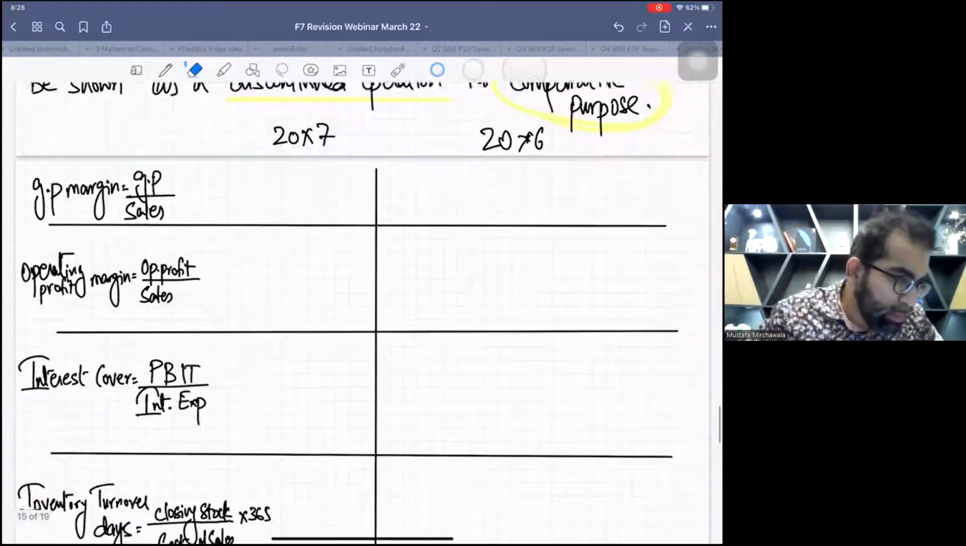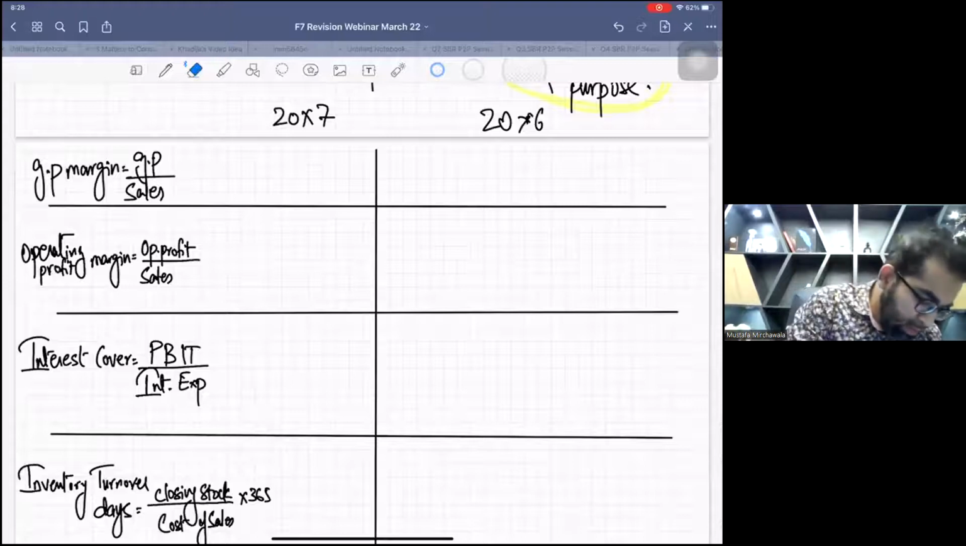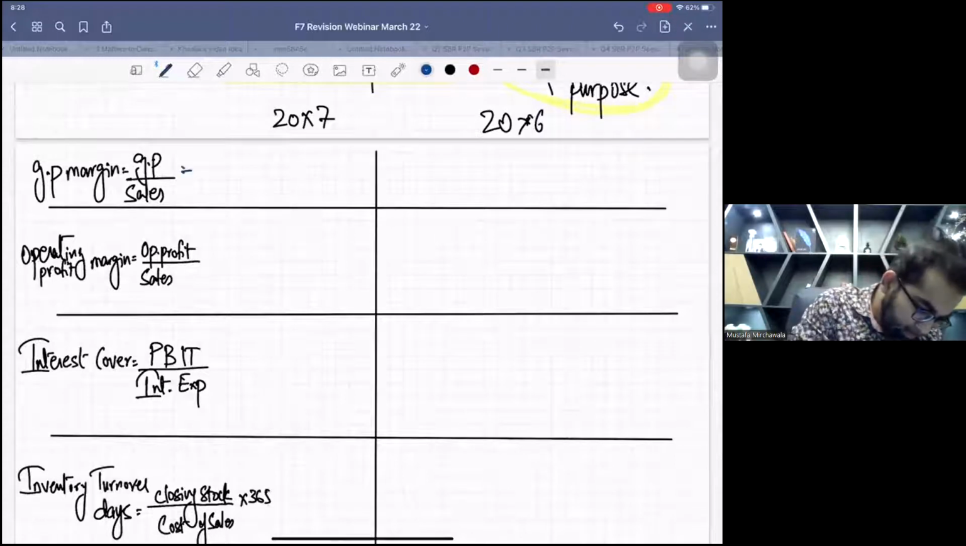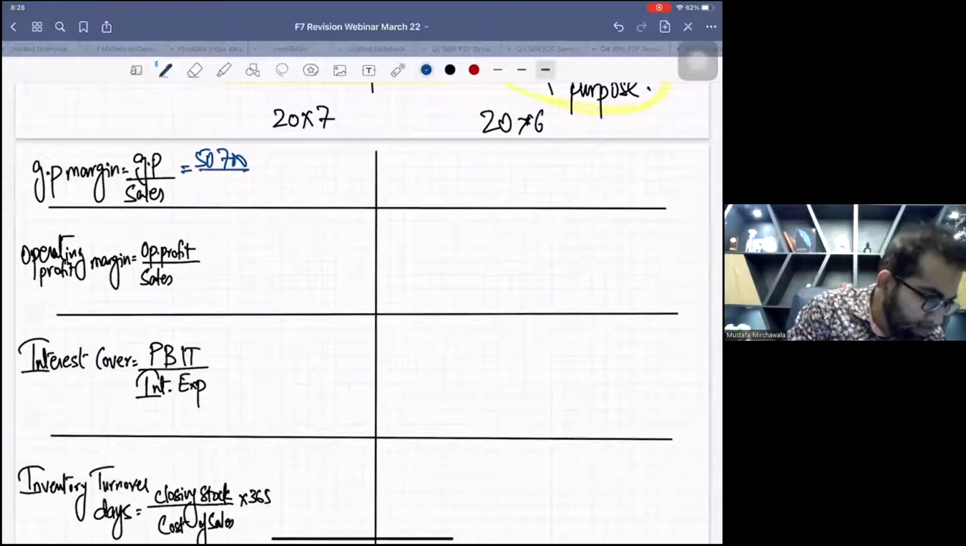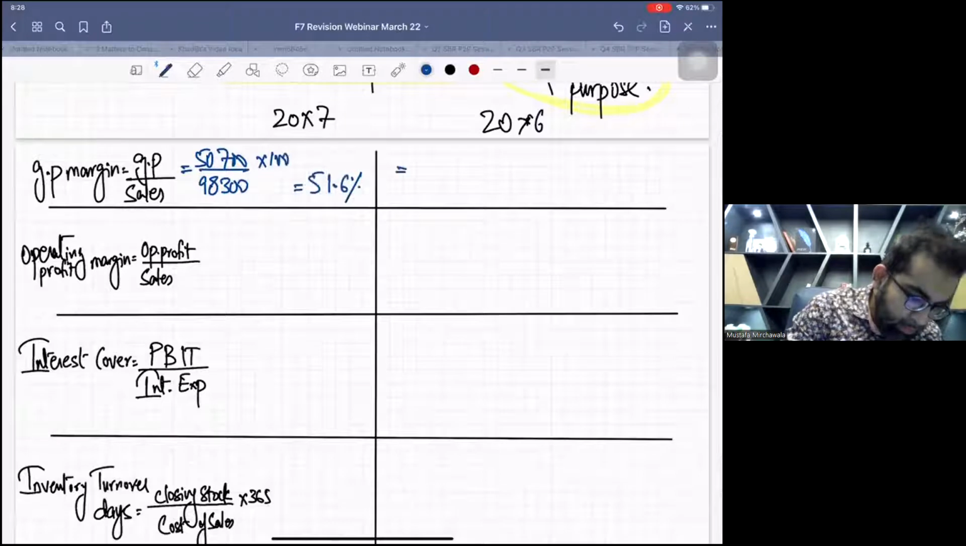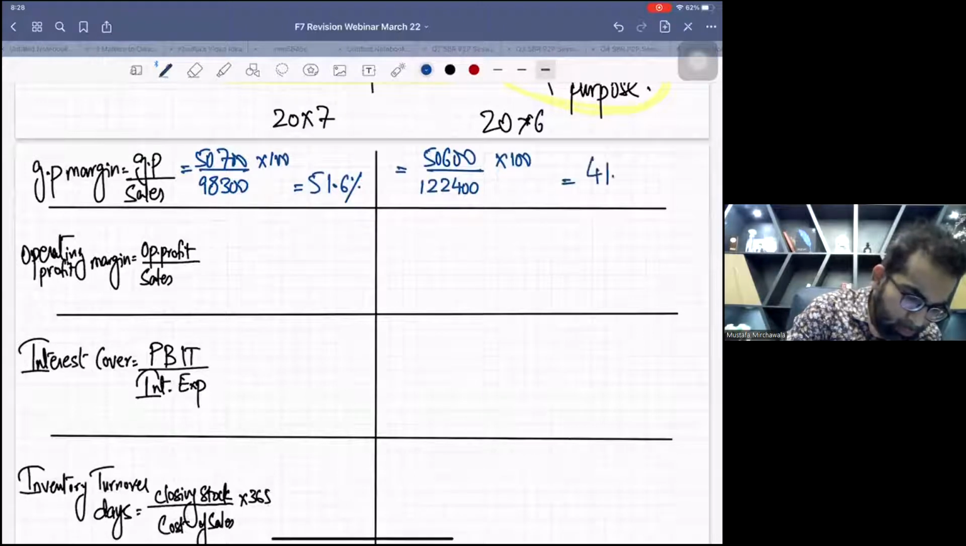Okay. The first thing is GP margin. I have the question paper with me, and you have the picture. So the first thing is GP margin. What is the GP of 2007? 50,700 divided by 98,300 times 100. And for 2006, you have the number: 50,600 divided by 122,400 times 100.